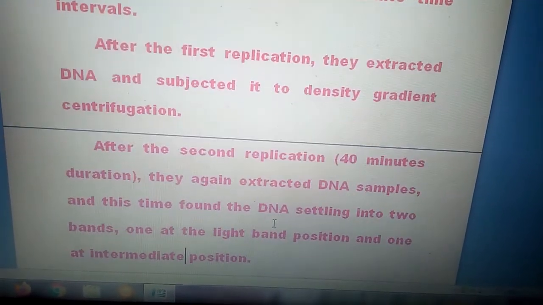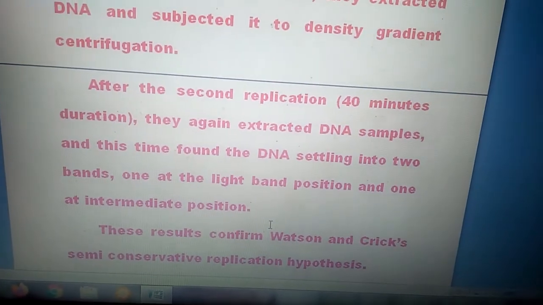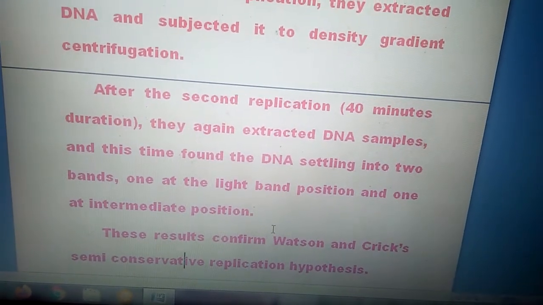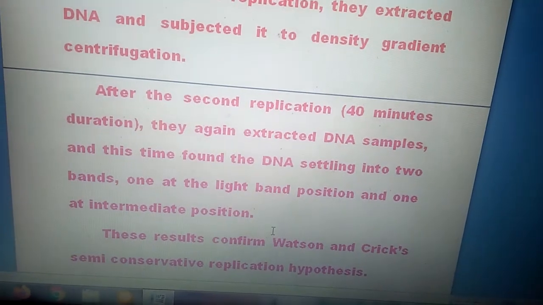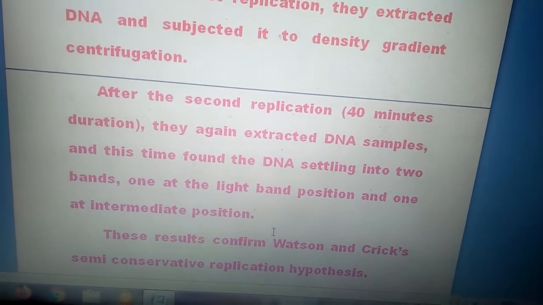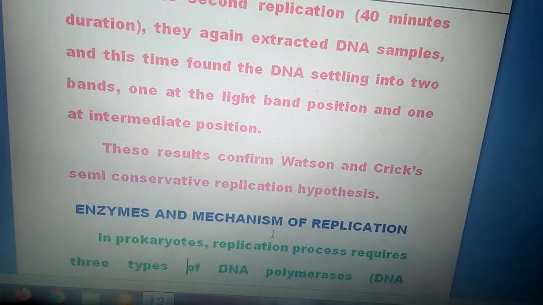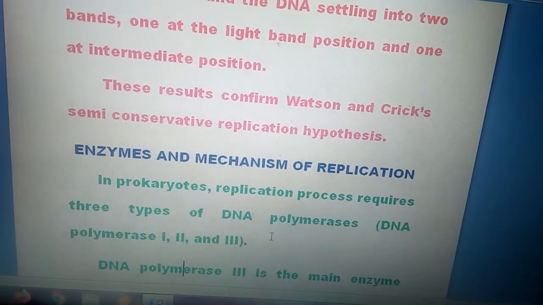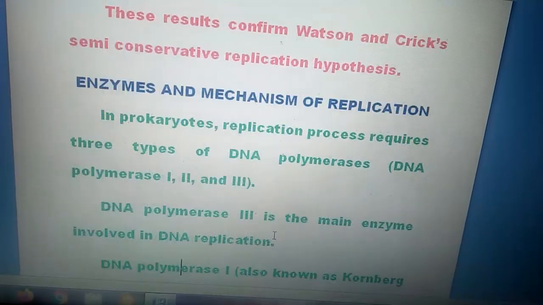After the second replication, they again extracted DNA samples and this time found the DNA settling into two bands, one at the light band position and one at the intermediate position. This result confirmed Watson and Crick's semi-conservative replication hypothesis.